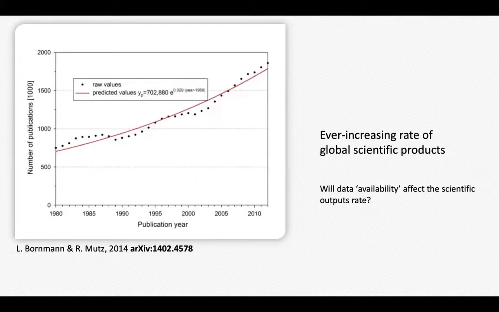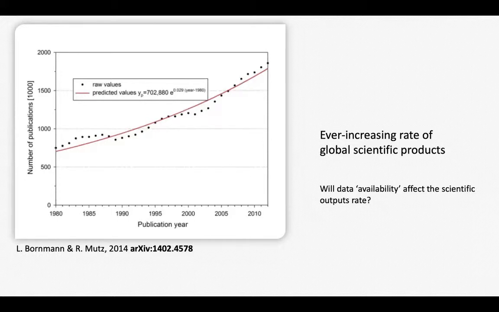So, just scientific publication. I think everybody's seen this slide or slides like this. There's this ever-increasing rate of global scientific production. Publications over time have more than doubled in the last 30 years between 1980 and 2012.